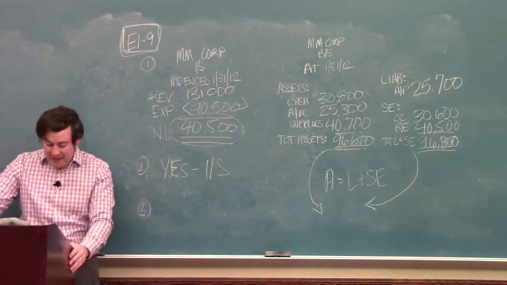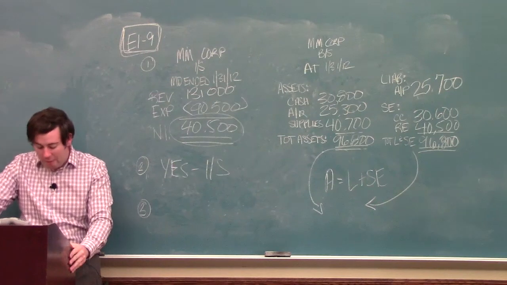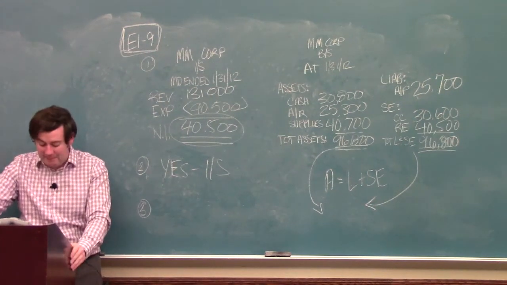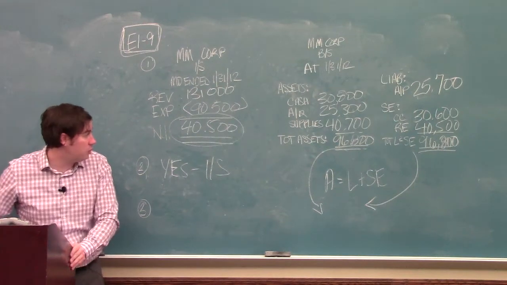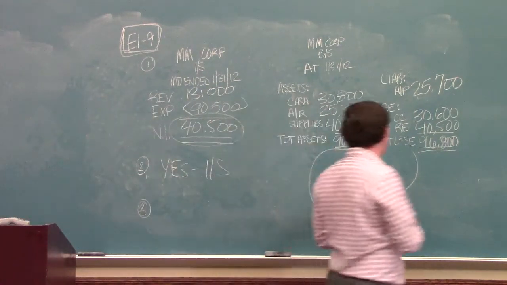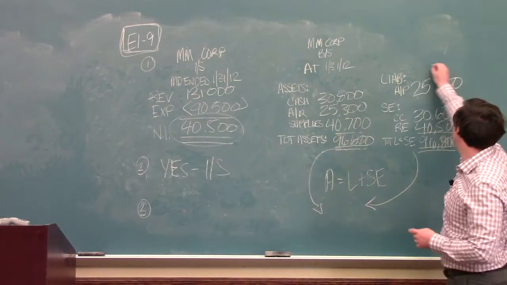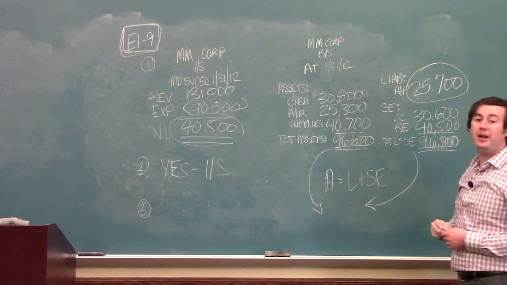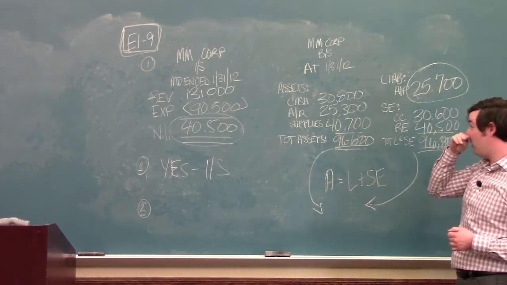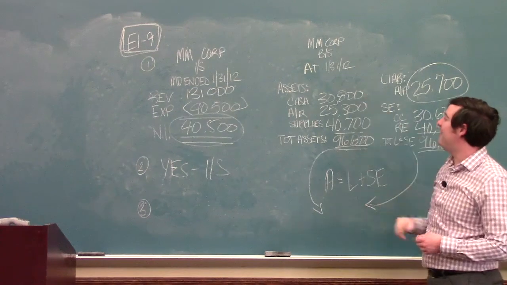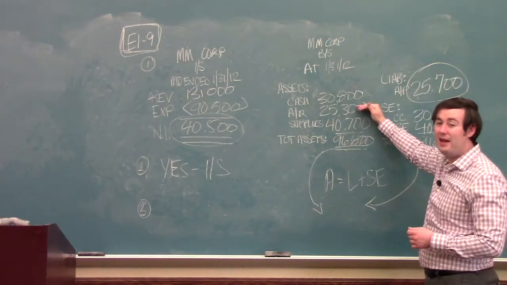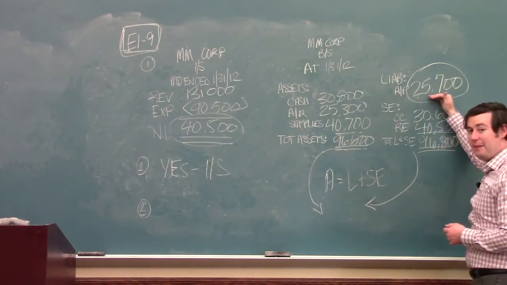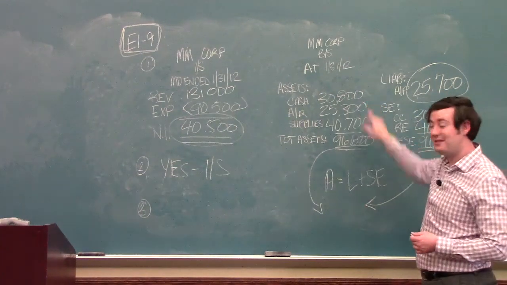Part 3 says, discuss whether Miami Music Corporation will be able to pay its liabilities. Consider the relationship between total assets and total liabilities, okay? When we look at total liabilities, we see that the company owes $25,700. But when we look at the assets, we see that the company has enough assets to pay off the liabilities. Think about what these assets tell us.